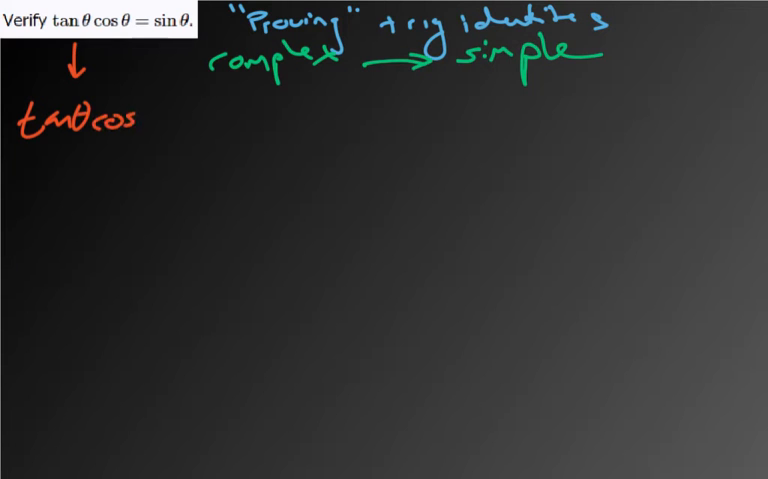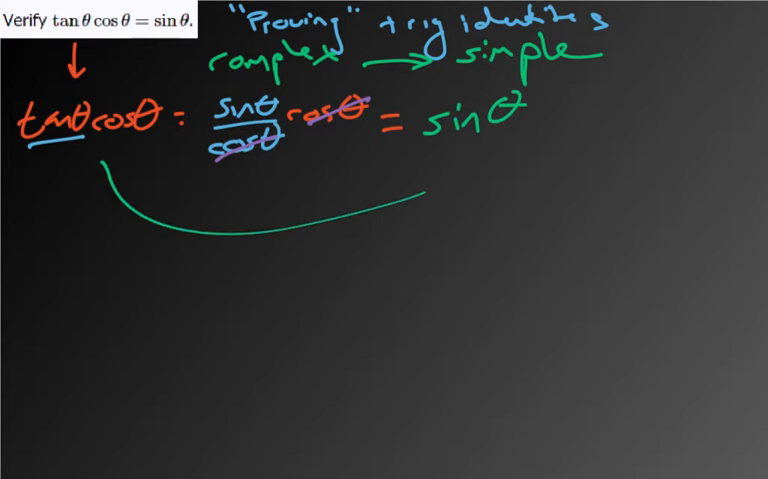But tangent theta times cosine theta, we can do tangent theta is sine theta over cosine theta. That's just something we know about tangent, sine over cosine. And then this cosine is this cosine. And then those two cancel. And so they equal sine theta. And we're done. So we've just shown that this is equal to this.